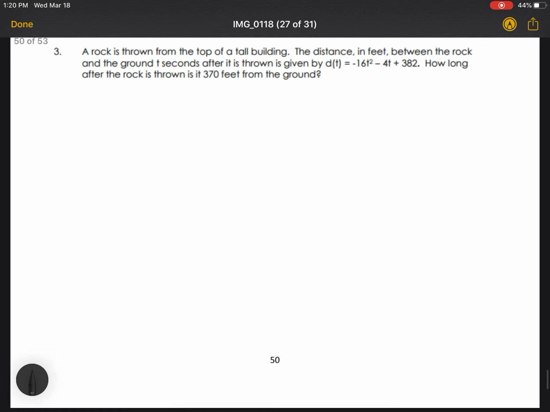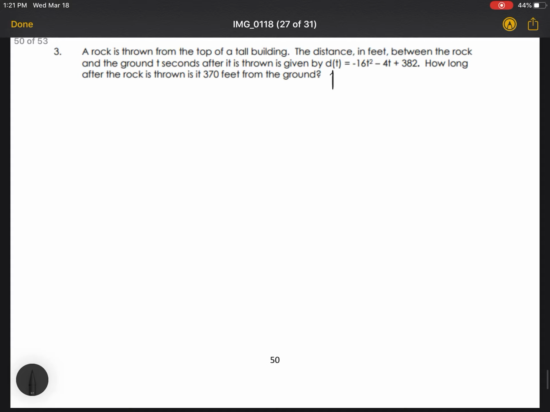Okay, number 3, a rock is thrown from the top of a building. The distance in feet between the rock and the ground t seconds after it's thrown is given by d of t equals negative 16t squared minus 4t plus 382. How long after the rock is thrown is it 370 feet from the ground?